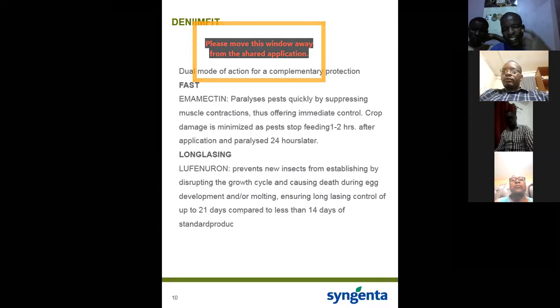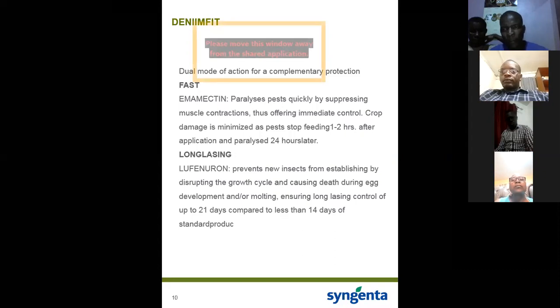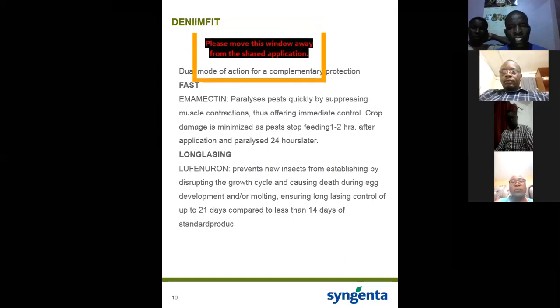it disrupts the life cycle. It prevents the new insects from establishing. So within 21 days, you find that the pest will be contained, because sometimes you may not completely eradicate the pest, but you can reduce it to an economic level.